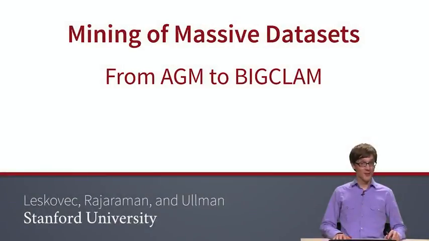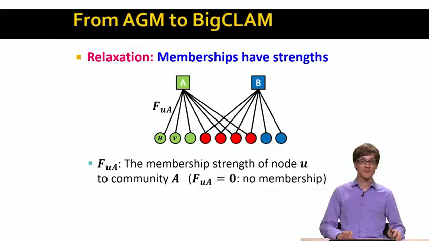So what we are going to do next is take our affiliation graph model and simplify it into something that we will call BIGCLAM, which will allow us to detect communities in large networks. So let's see how we do this.